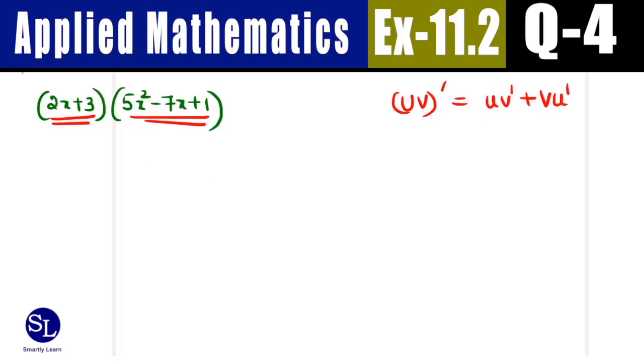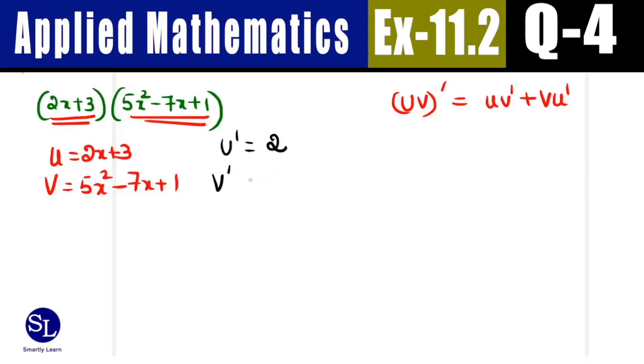So let's define the u's and the v's. u is equal to 2x + 3. v is going to be equal to 5x² − 7x + 1. So u' is going to be the differentiation of 2x + 3, which is simply 2. Now the differentiation of v, v' is going to be 5 into 2 is 10, 10x − 7.